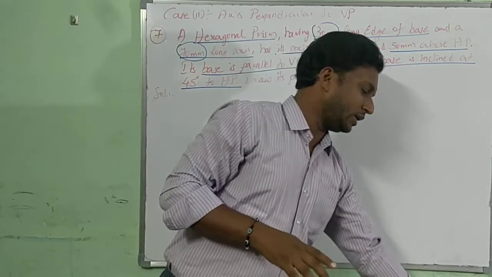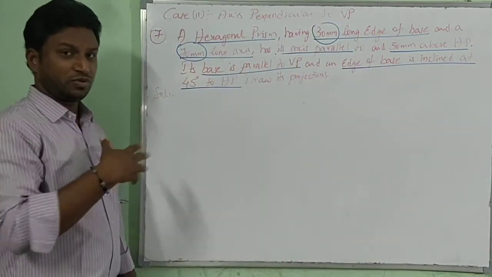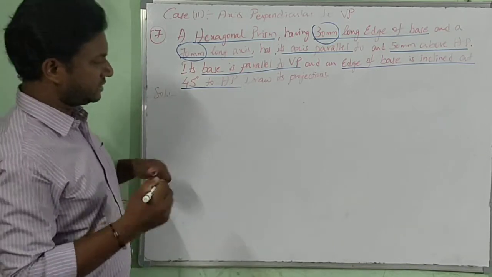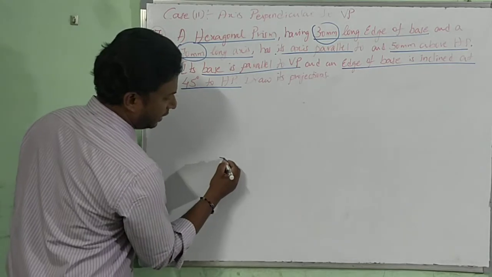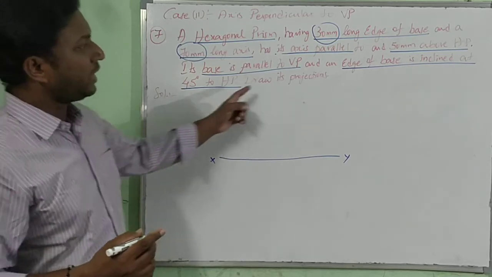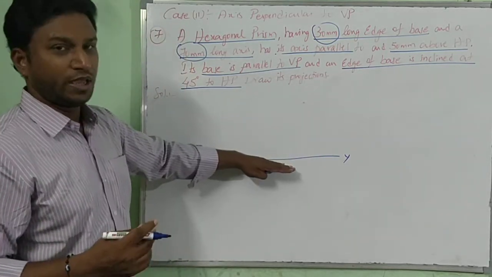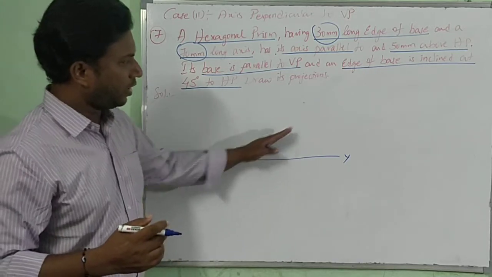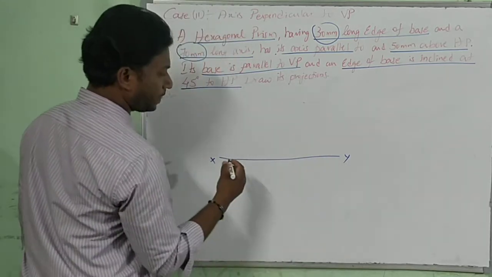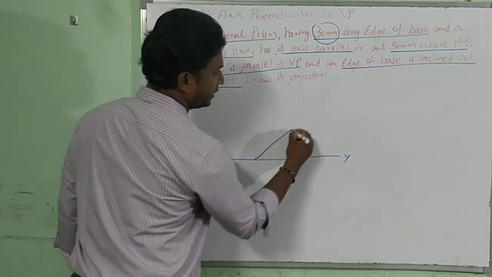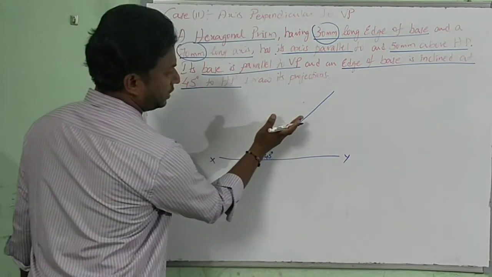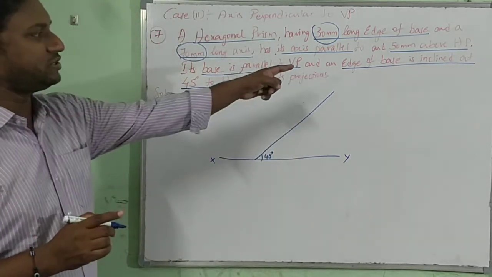Direct problem. Like I have not discussed the previous fifth question with 3 cases, this is directly a single shot. Now what I have to draw is, see, I have to draw first an XY line. One edge of the base is inclined at 45 degrees to HP. HP is nothing but XY line, you know that. So 45 degrees means, I'm trying to draw a 45 degrees line. A line at an angle of 45 degrees. On this, you are supposed to draw one edge of the base.